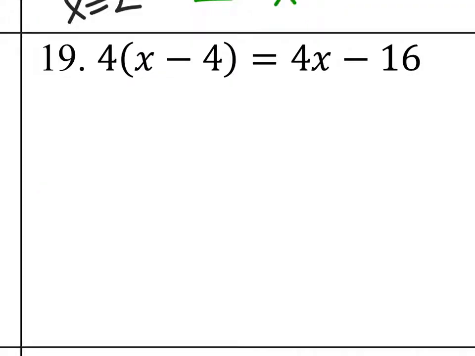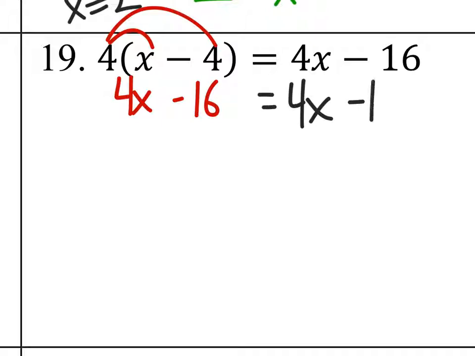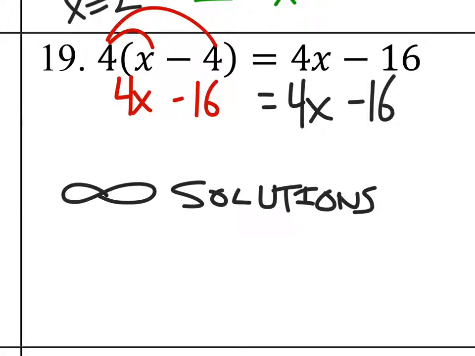Number 19, we'll distribute the 4 right here. 4x minus 16 equals 4x minus 16. And yes, that's as far as we need to go. Infinite solutions.